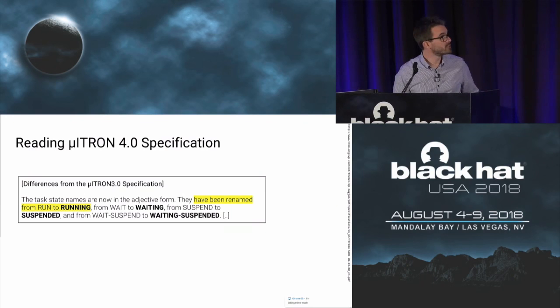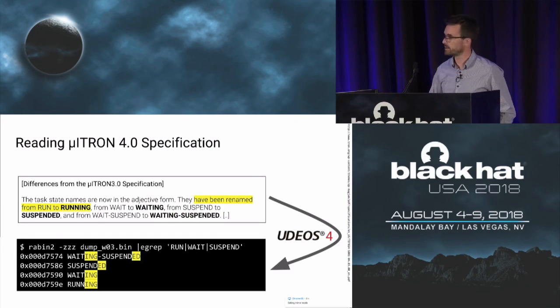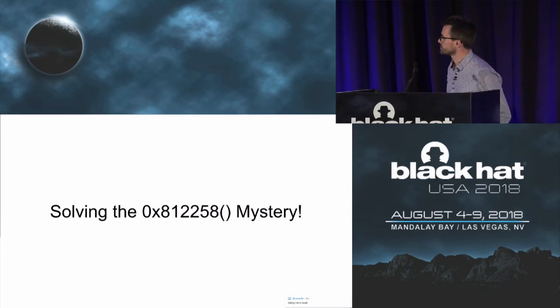So what we can do is read the Mitron 4 specification and see that in between version 3 and 4, the task names have been renamed from run to running, wait to waiting, and suspend to suspending. So again, grep. And here we'll see that we have in the binary waiting, suspended, running, and here we have UDOS4 on the device. So we can check one more item out of the list. In that case, that's the operating system.